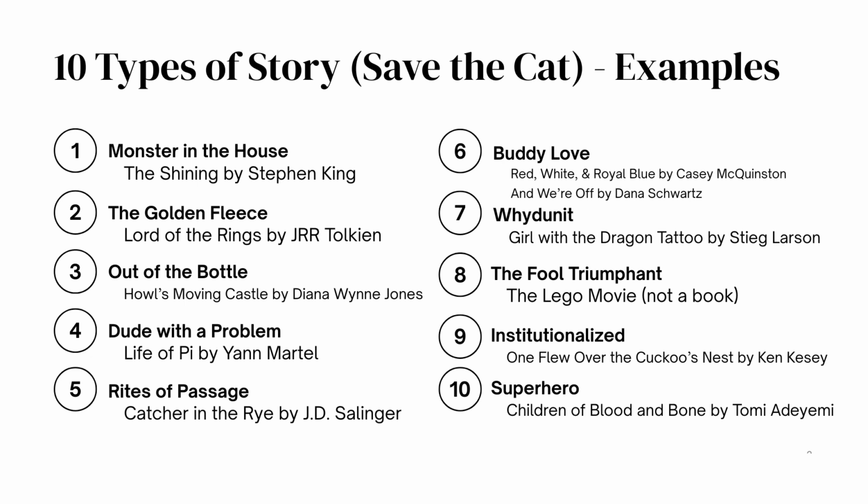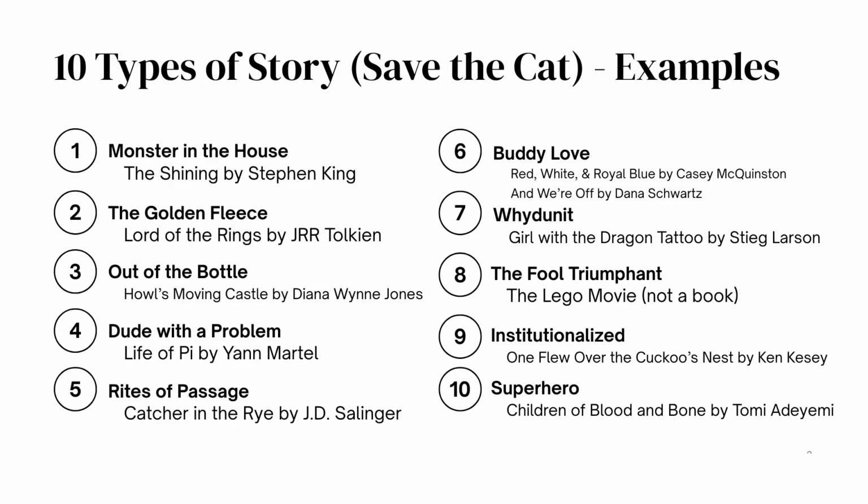Dude with a Problem is an extraordinary person who faces an extraordinary problem. Life of Pi by Yann Martel is a great example of this, and an incredible book. Rites of Passage is a personal struggle of somebody who's growing up or going through a transition. Catcher in the Rye by J.D. Salinger is a classic that I remember reading as the coming-of-age story.